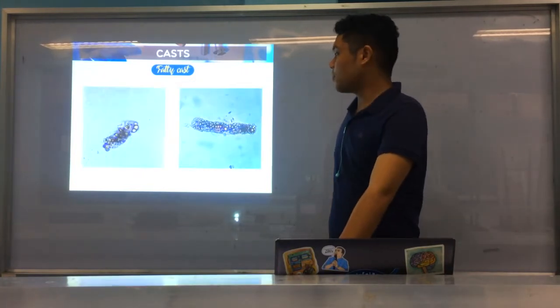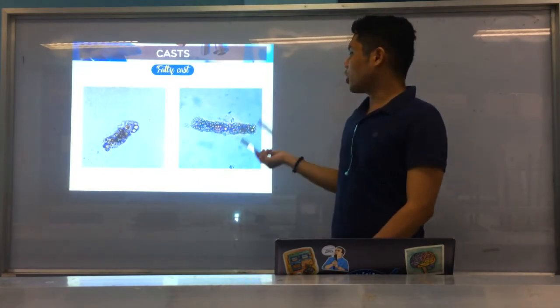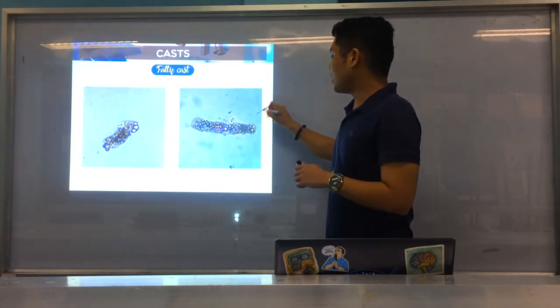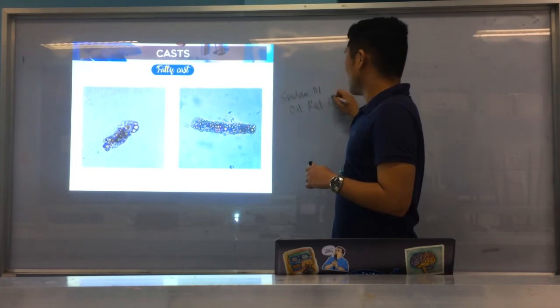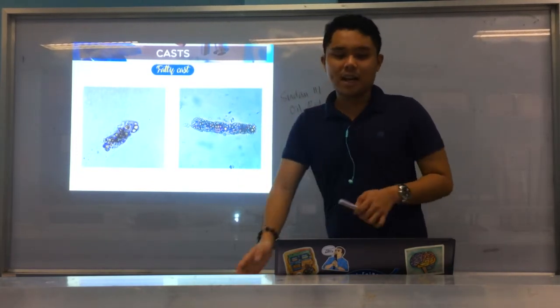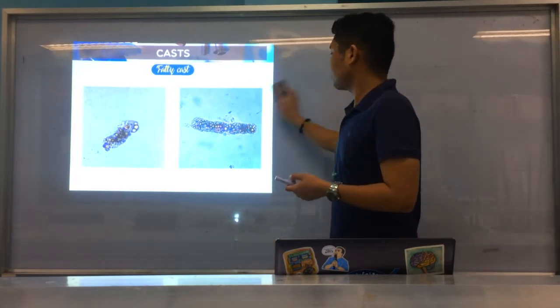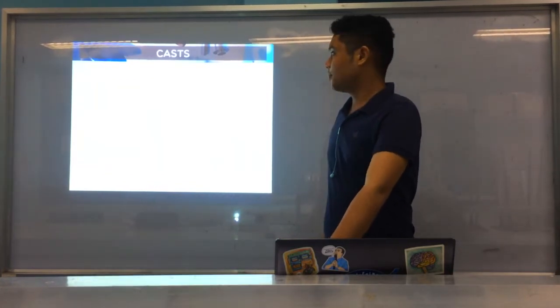Okay? All right. So here's an example of a fatty cast. As you can see, naay mga fat globules. And if you want to determine unsay fats, again, you can stain it with Sudan 3 or oil red O or other lipid stains. And if mo-stain siya, meaning ang fats or lipids are neutral fats or triglycerides. Okay. All right. So that's for fatty casts.